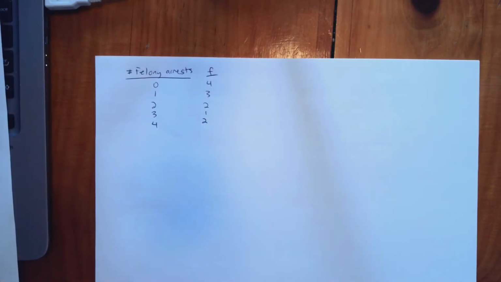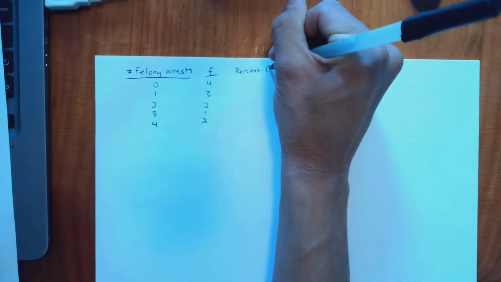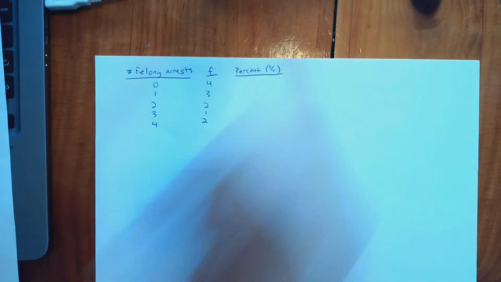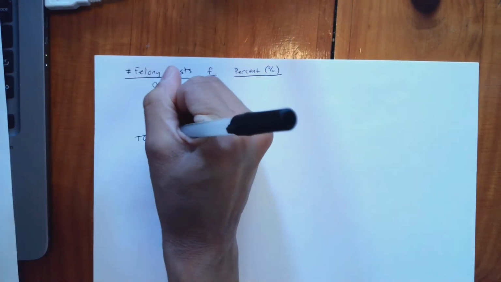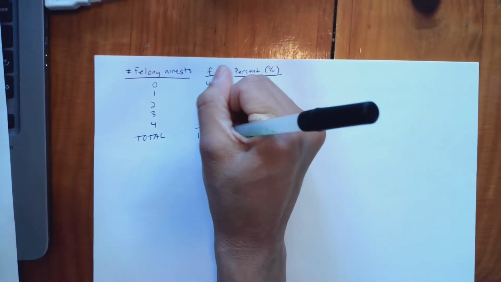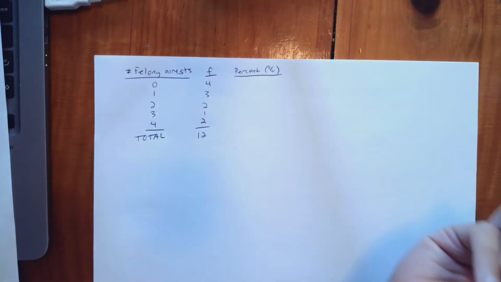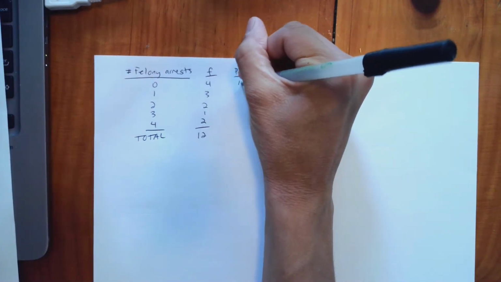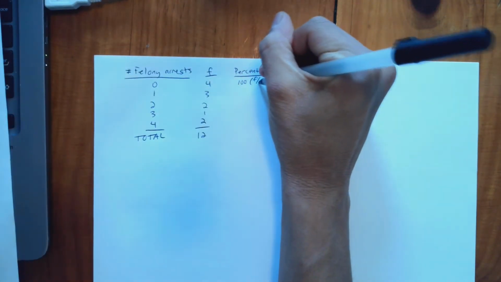So let's say now that I want to know what percentage of people in the sample had 0 arrests. So I'm going to make a third column here, which I'm going to call percent, and you can just label it with a little percent sign. So what percentage of people had 0 arrests in our sample? Well, we're going to use our handy-dandy percentage formula for this. So we know that the percent is going to be given by 100 times f over n.